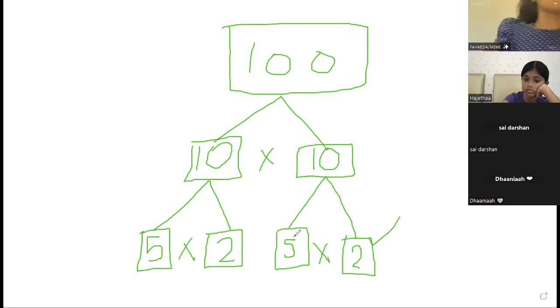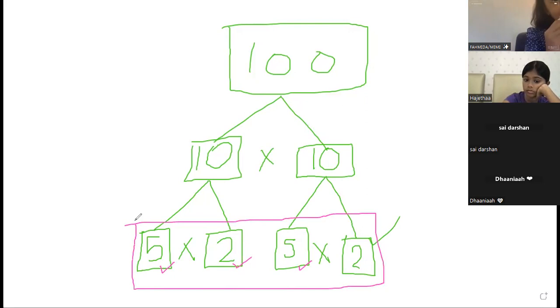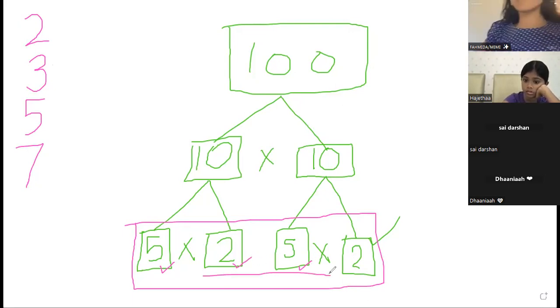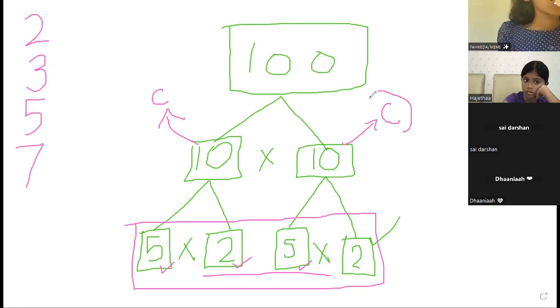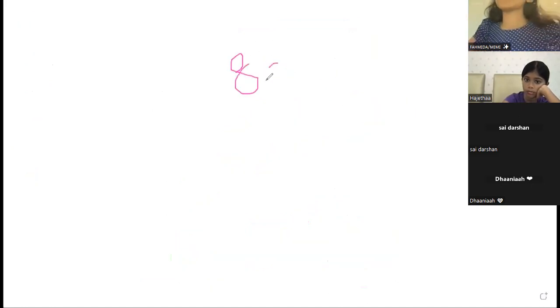Here, 5 is also a prime number. 2 again is a prime number. 5 again is a prime number. All these last numbers are going to be primes. Do you remember? Just now we saw 2 is a prime, 3 is a prime, 5 was a prime, 7 was a prime. So you see, you end up with prime numbers at the bottom. This 10 is still a composite number. A composite number is made up of primes. Okay, let's explore another number. Say 80.